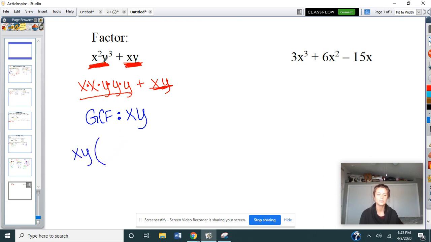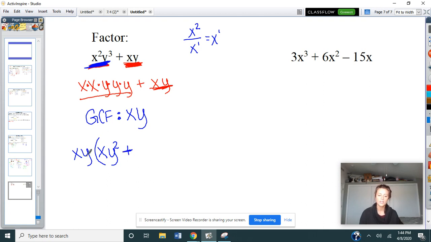When we take out xy from this term, now remember, we're dividing. What's x squared divided by x? Remember, when you have the same base, you subtract the exponents. So you're left with just x for the x. And then y to the third divided by y is y squared. We have 3 y's. We're factoring out 1, so we're left with 2. And then we got a plus sign in the middle.